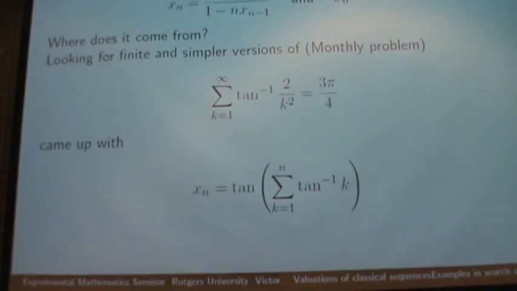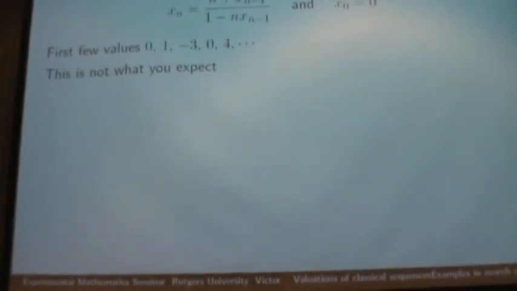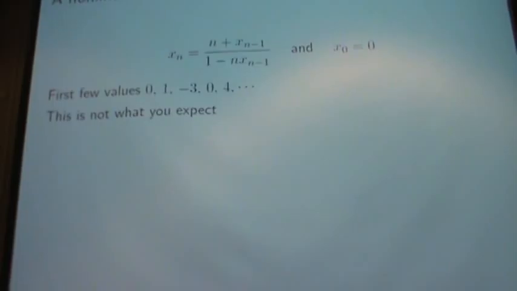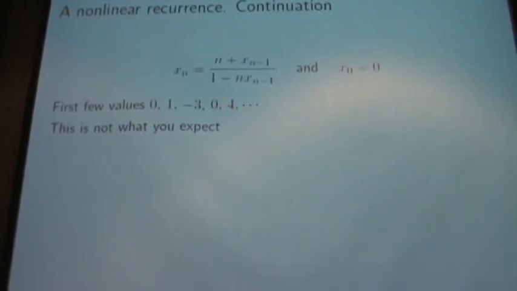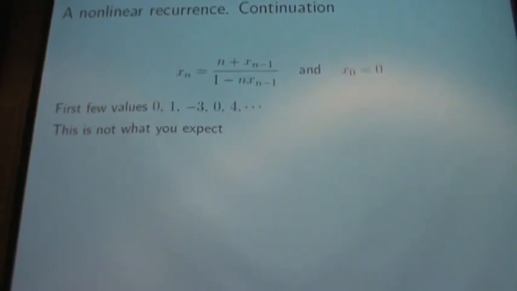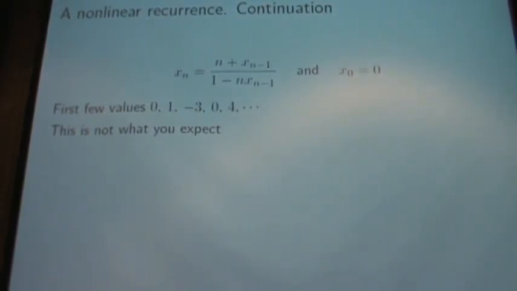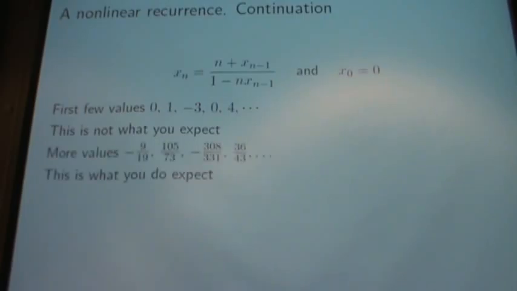And now that we have this problem, you play with it, right? That's the recurrence again. Here's the first few values. Starts at 0. You get 0, 1, minus 3, 0, 4. That's not what you expect, right? Because if you have this recurrence, you have this fraction here for a reason. So you should not get integers. This is not fair. You should get fractions, like that. Now, this is what you should expect. So after 4, you get like this. That's what you expect.